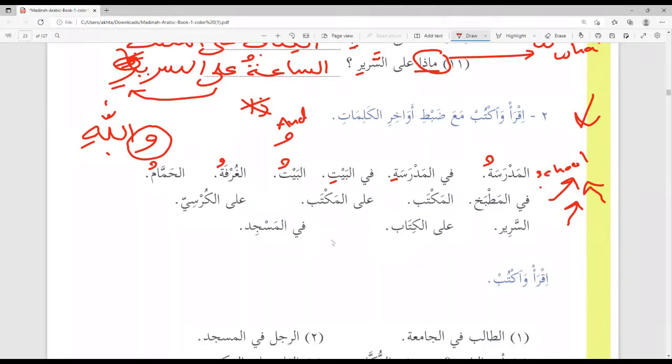Next one. أبو أحمد. في المطبخ. نعم. جيد. Next one. علي. المكتب. نعم. Let's go to إسحاق. على المكتب. نعم. على المكتب.